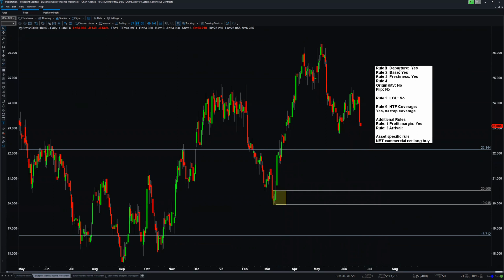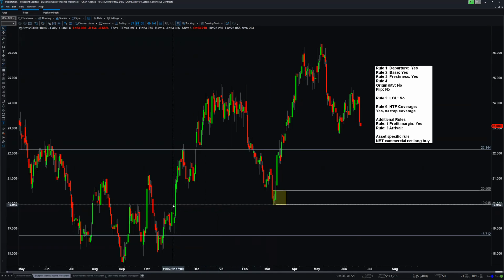So let's talk about departure and base. Departure, clearly explosive. Base, it's 2 candles or 3 candles within the base, so that's also fine. Freshness, yes, it is fresh. Price has never tested that. Original, it's non-original. It's a drop-base-rally. It's a U-shape, and it's not situated at an all-time low, so it has to be non-original.